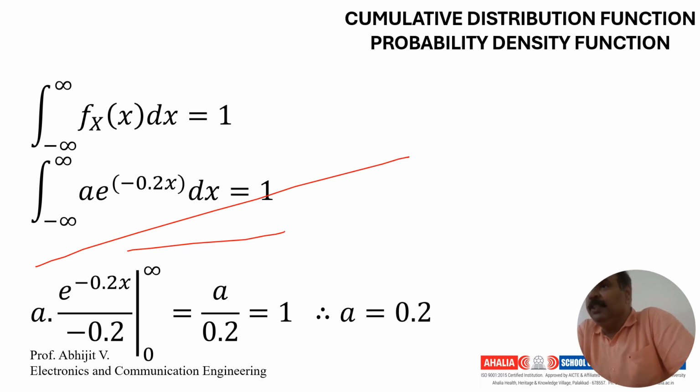Okay. So what is e raised to minus infinity? Zero. So you get that. What is e raised to 0? 1. Substitute, you get that a value to be 0.2.